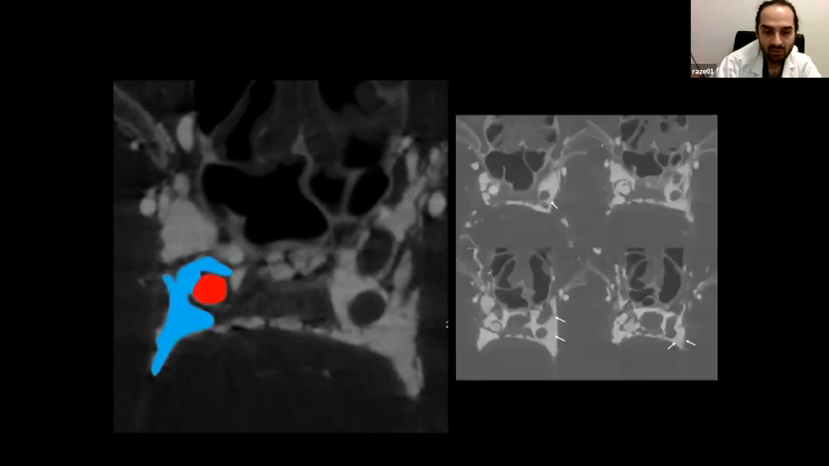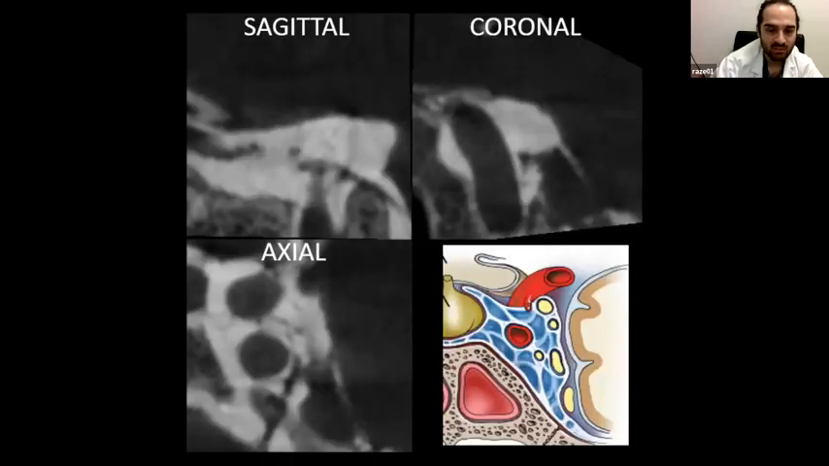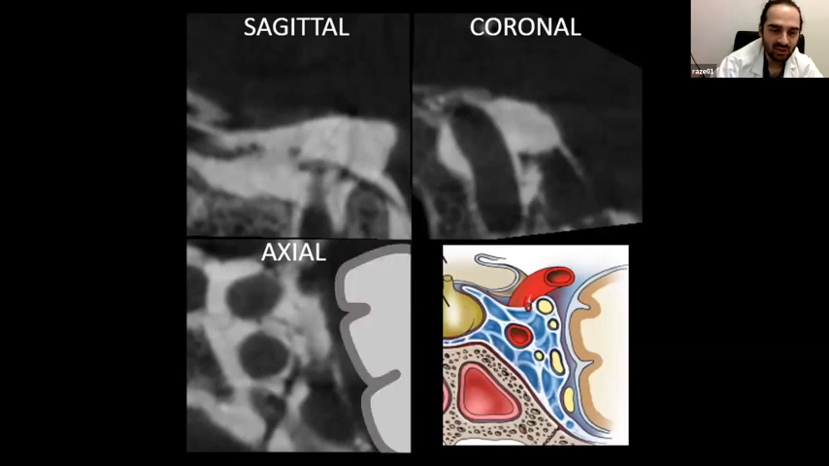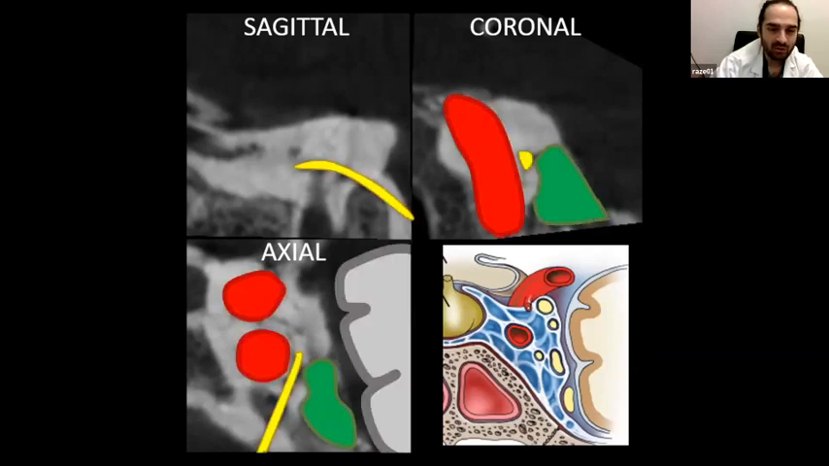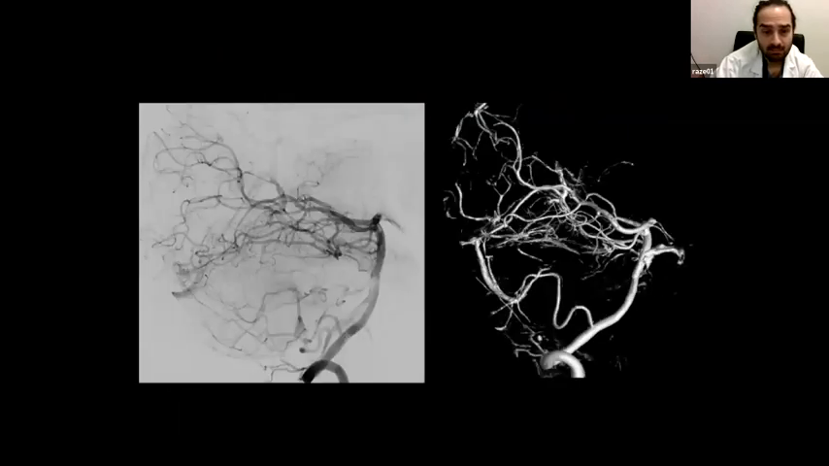whereas you see actually the nerves going through and so forth. And if you reconstruct this image, you can get some very beautiful anatomic representation of the cavernous sinus, where you see really the carotid, you see the nerves, you see the trigeminal nerve, the sixth nerve, and so forth. Moving forward, let's talk a little about AVMs. And I'm going to talk about the role of imaging in AVMs by showing, for example, this case of a posterior fossa cerebellar AVM.